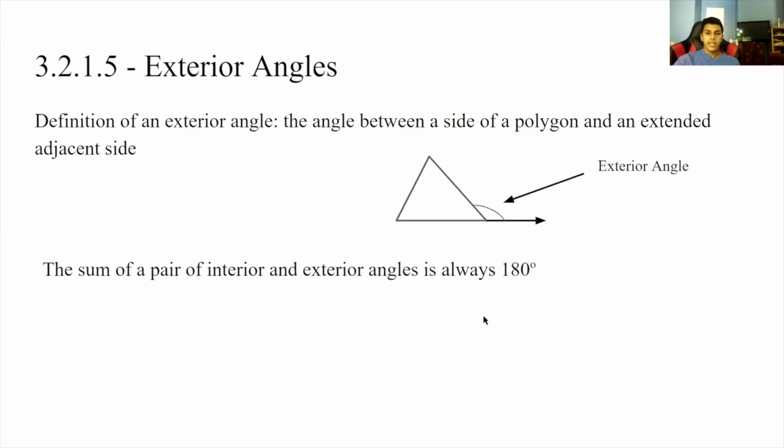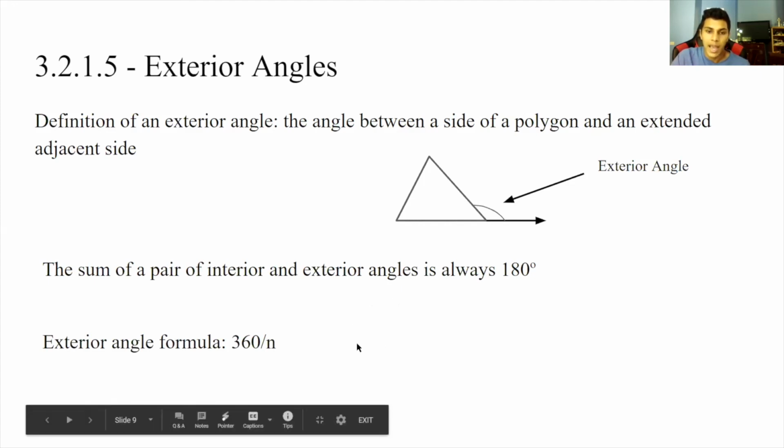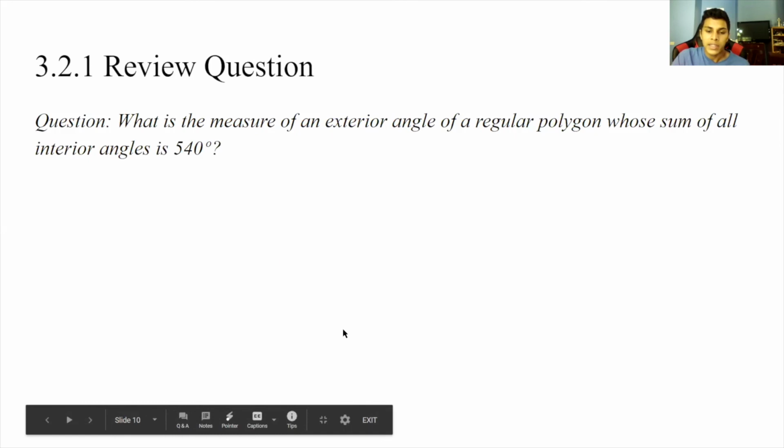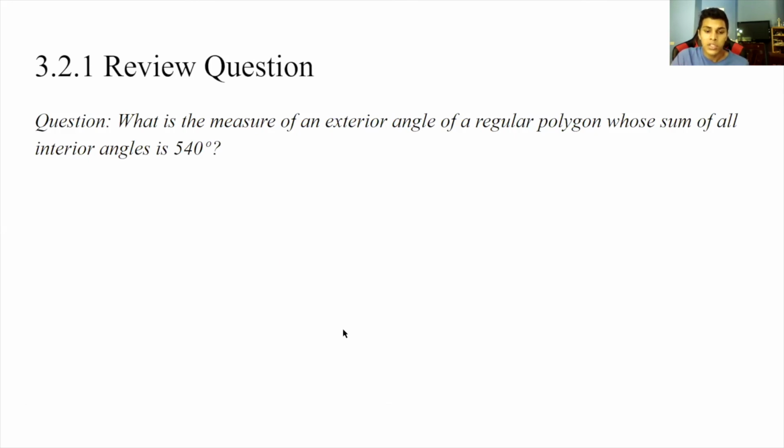And then since we learned that all the exterior angles in any shape always add up to 360 degrees total, we learned that the exterior angle formula to find the one exterior angle in a regular polygon is 360 divided by n, or 360 degrees divided by the total number of exterior angles in that regular polygon. And then finally, we applied some of this knowledge by doing a review question to find the measure of an exterior angle in a regular polygon whose sum of all the interior angles is 540 degrees. We found the measure of that exterior angle to be 72.